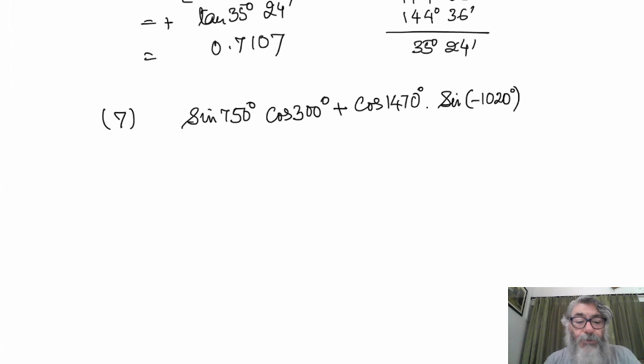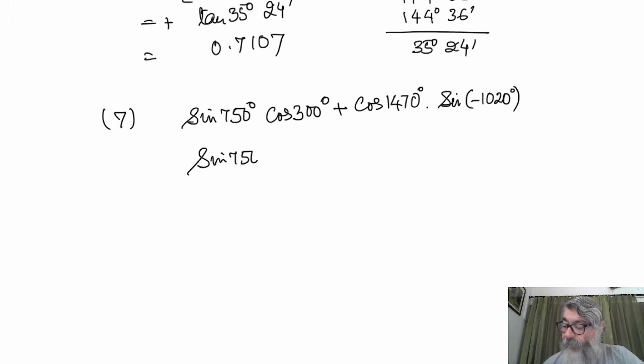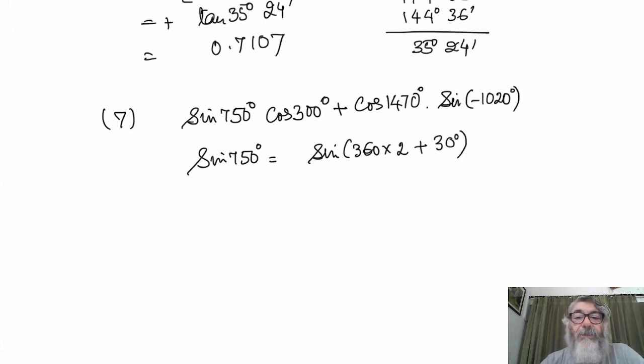As I said, you are allowed to use a calculator, so you can calculate these values directly, but I am going to show you the basic method so that you understand and are able to explain to somebody why it is so. Let me take sine 750. Sine 750 means sine of 360 into 2, that is 720, plus 30 degree. 720 plus 30 is 750.